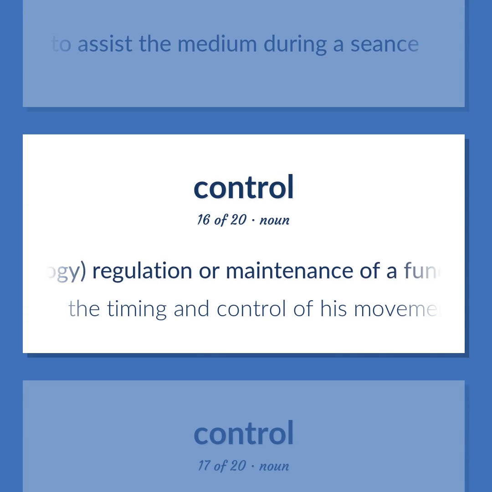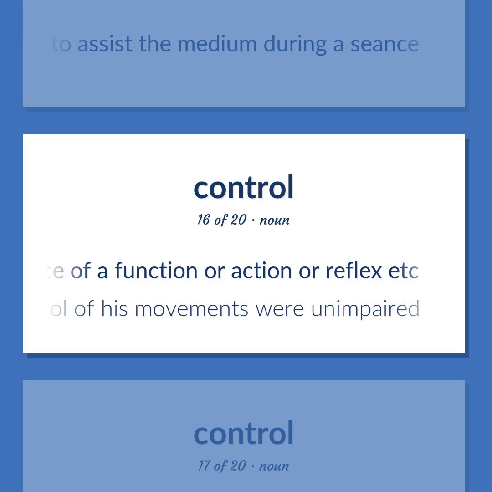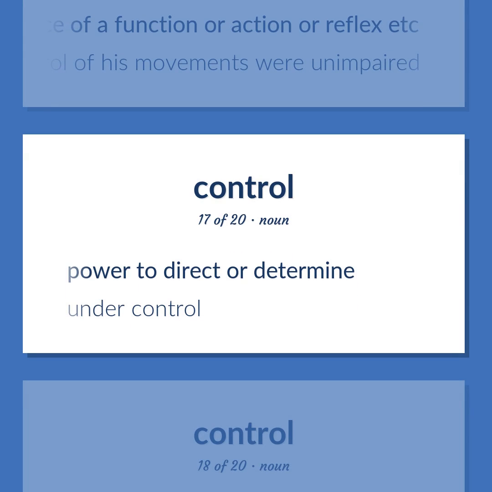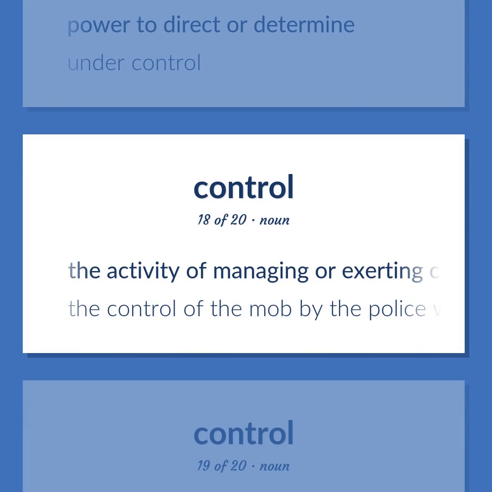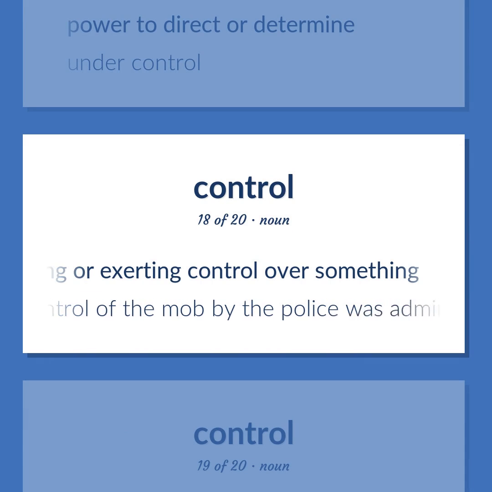Physiology. Regulation or maintenance of a function or action or reflex, etc. The timing and control of his movements were unimpaired. Power to direct or determine. Under control. The activity of managing or exerting control over something. The control of the mob by the police was admirable.